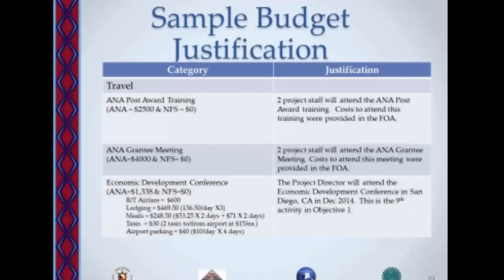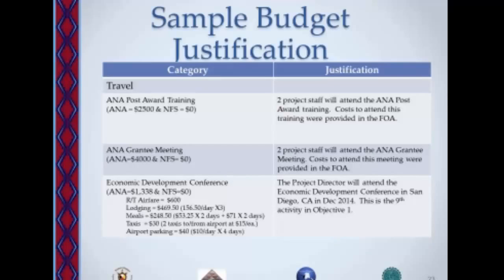So here's more of the budget justification. This is showing the travel portion of that budget. And in the funding opportunity announcement, it indicates that you will send 2 project staff to the ANA post-award training in the first year, a project staff person and a finance person. And the cost to attend the post-award training is specifically stated as being $2,500. So you don't need to calculate that. All you need to do is put it in your budget under the federal request.